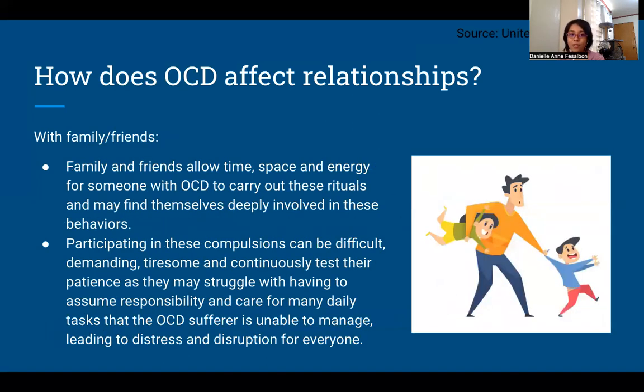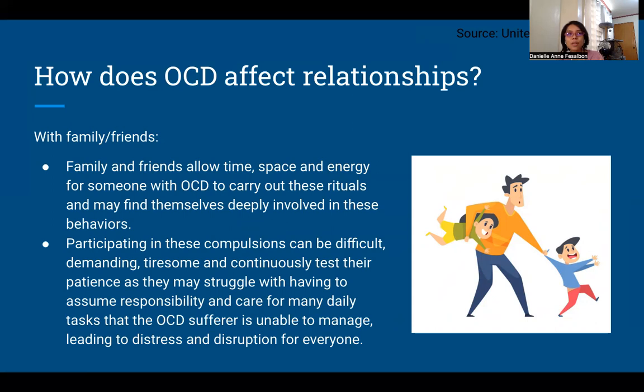And then a person with OCD can also have problems relating to their friends and family. The family and friends allow time, space, and energy for someone with OCD to carry out these rituals and may find themselves deeply involved in these behaviors. For example, checking if you have locked the door before leaving your apartment. Sometimes they have these obsessions that, oh, my house is going to be in danger, I didn't lock my door, so they keep going back and going back.